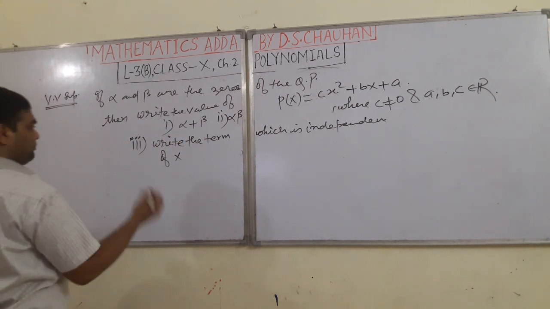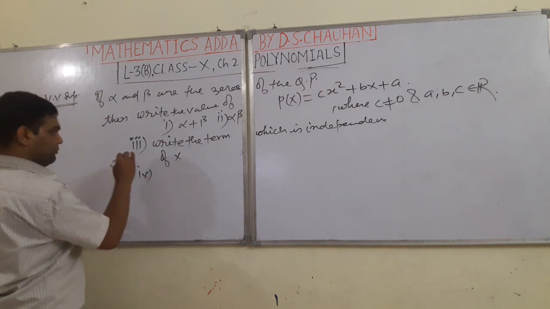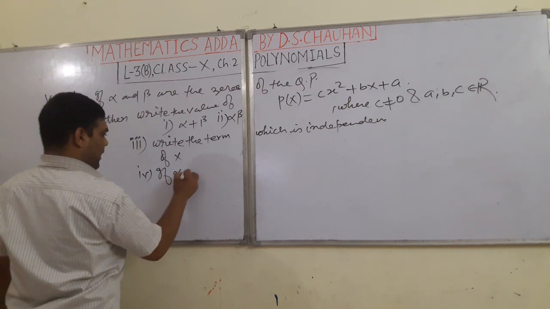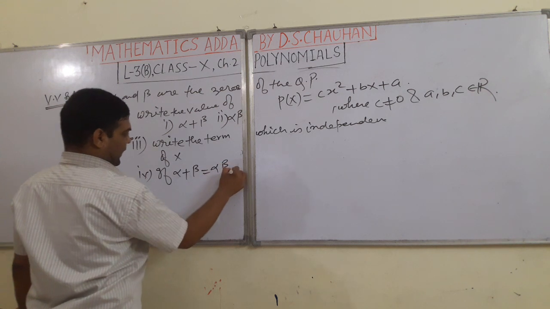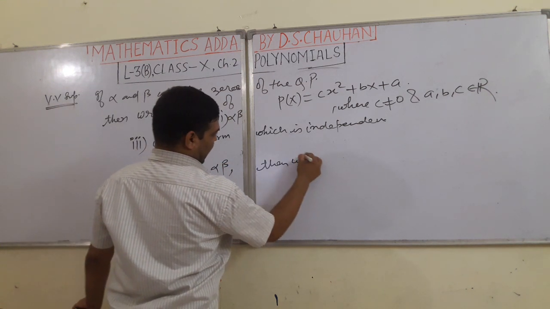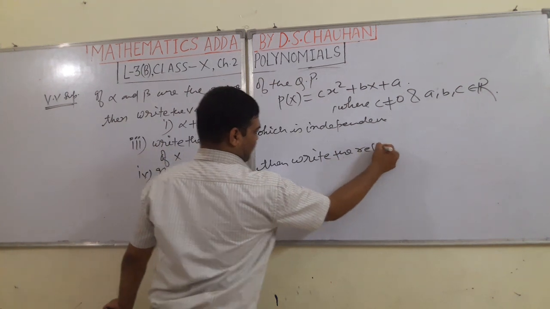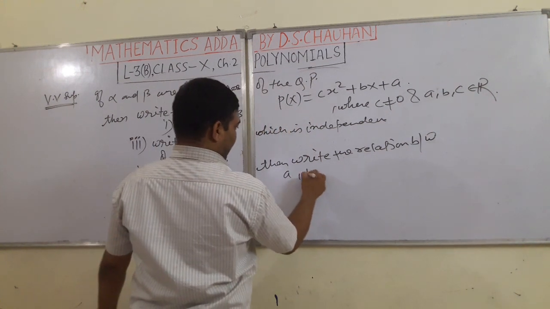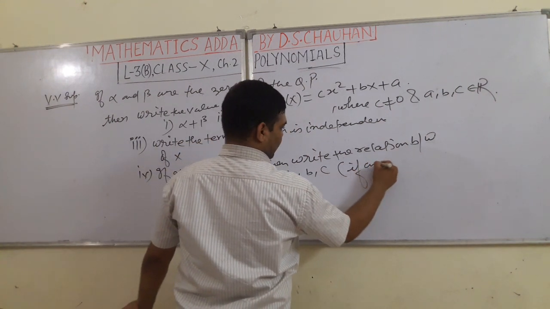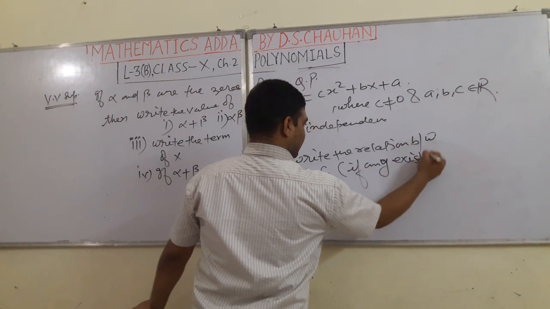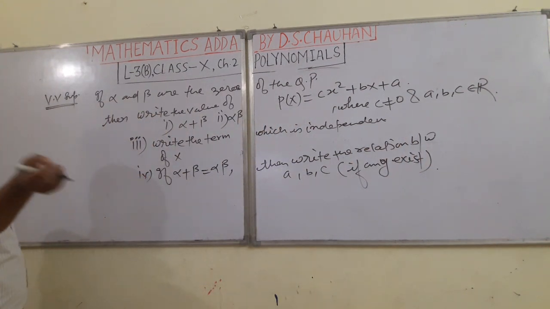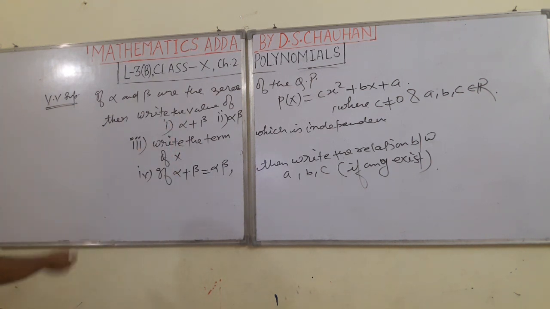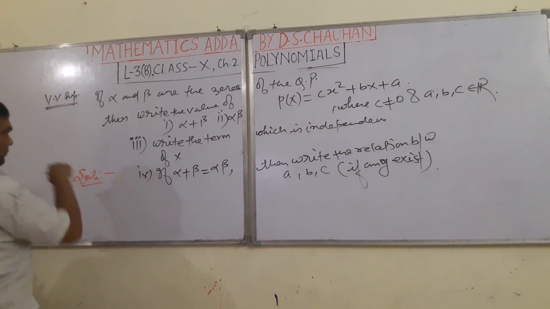Okay, see students, one more thing over here. Also, if alpha plus beta equal to alpha beta, then write the relation between a, b, c, if any exists. This is the question, students. Just now I am making this question in front of you. See how to do. Once you have the concept, you can solve. Okay. See the solution.